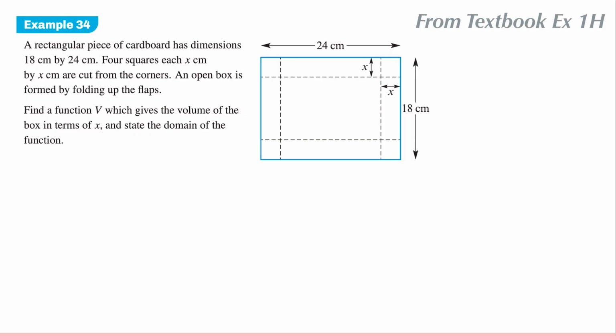This one says a rectangular piece of cardboard has dimensions 18 centimeters by 24 centimeters. Four squares, each x centimeters by x centimeters, are cut from the corners. An open box is formed by folding up the flaps. Find a function v which gives the volume of the box in terms of x and state the domain of the function.